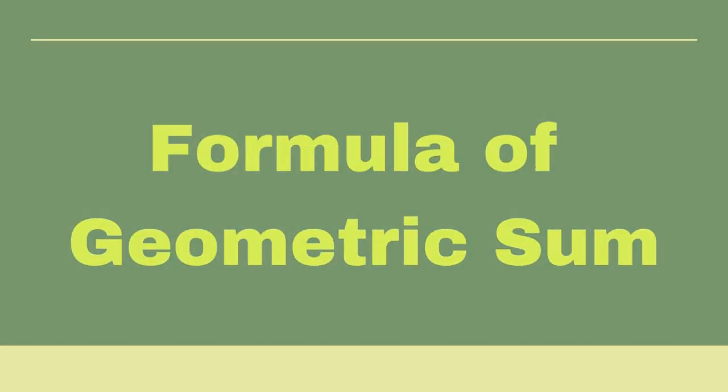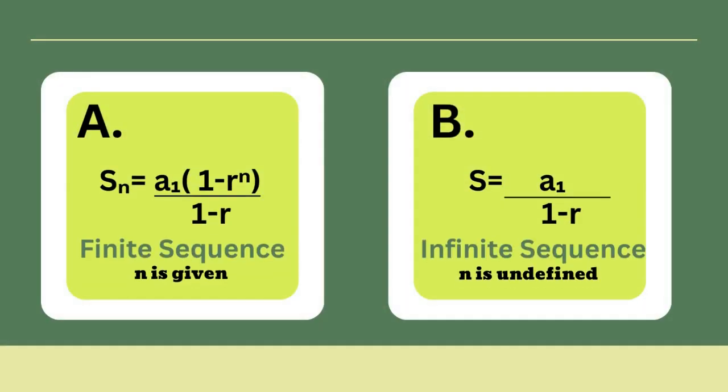Formula of geometric sequence. Formula A, finite sequence. S sub n is equal to a sub 1 multiplied by 1 minus r raised to the power of n over 1 minus r. Finite sequence can be used if n is given. Formula B, infinite sequence. S is equal to a sub 1 over 1 minus r. Infinite sequence can only be used if n is undefined.